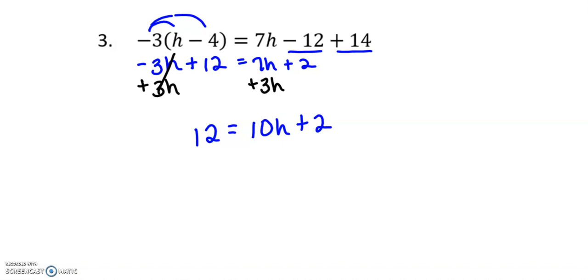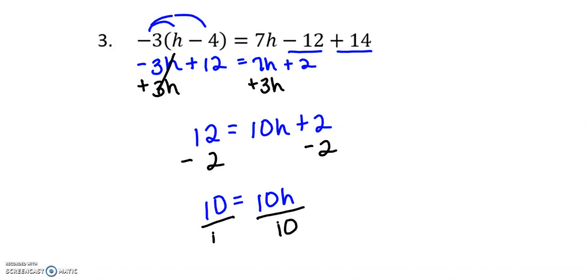And now I'm going to move the numbers without letters to the opposite side. So I'm going to get rid of plus 2 by subtracting 2. Subtract 2. So on the left side I have 10. 12 minus 2 is 10. On the right side I'm just left with my 10h. And last step is divide by the coefficient. So it looks like h equals 1.